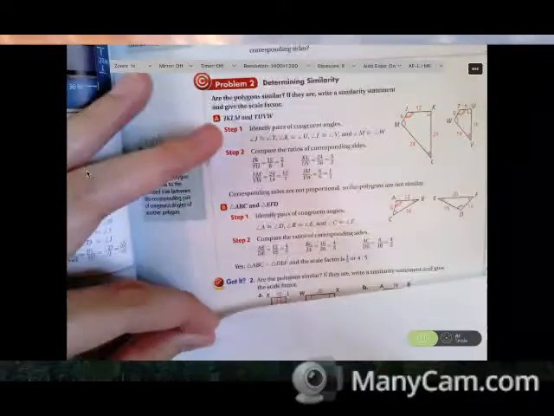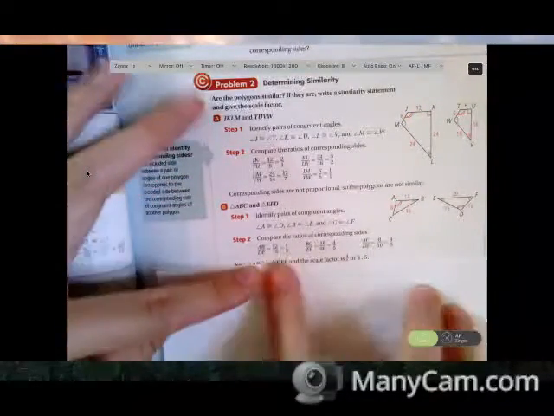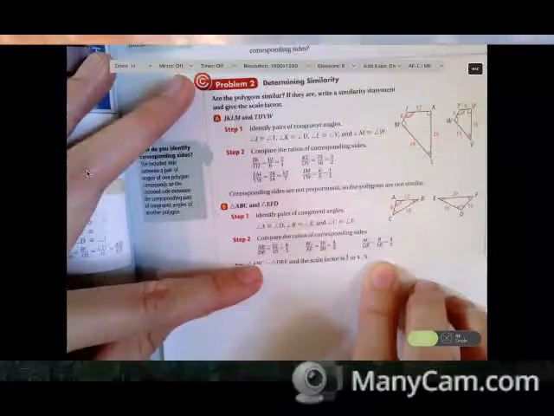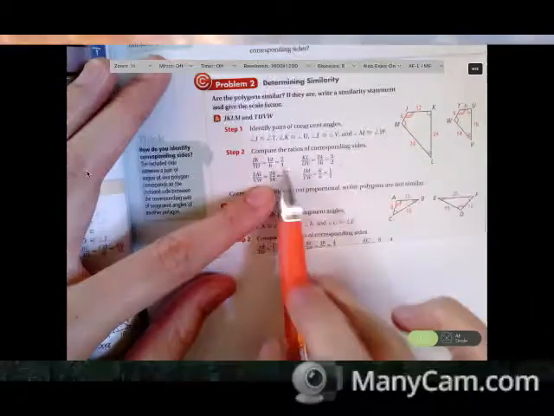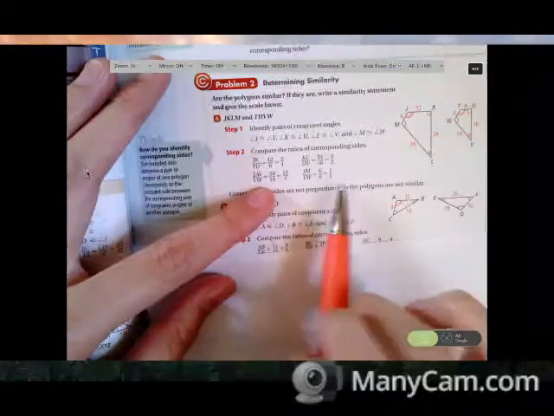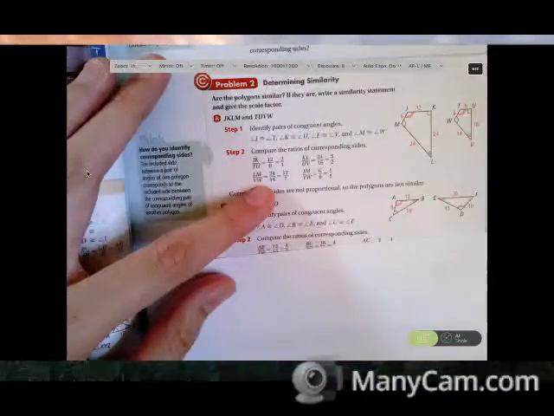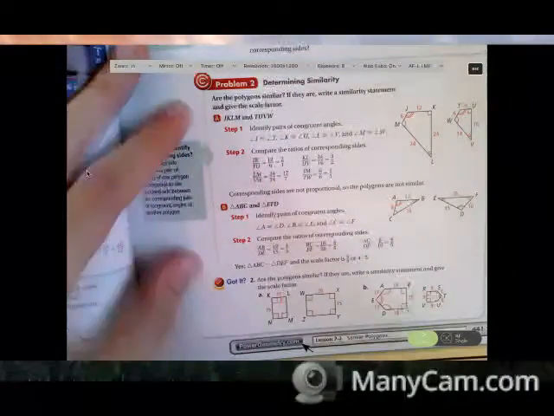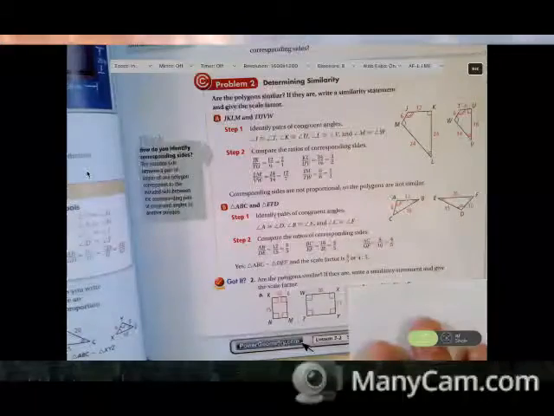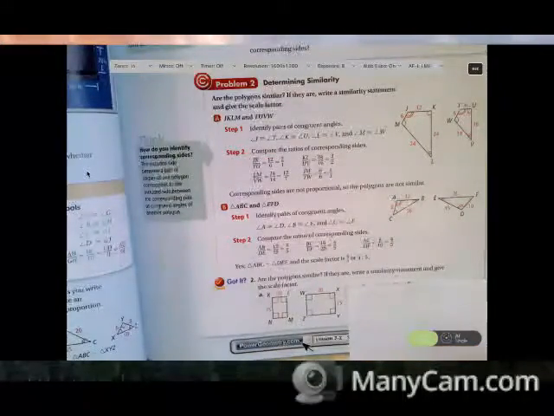Unlike problem 2, because all the ratios are the same, therefore these polygons are similar. Because there are so many different ratios, there's 2, 3 halves, 12 over 7, 1, these aren't the same ratio, so they're not proportional. Alright, so try got it, letter A.